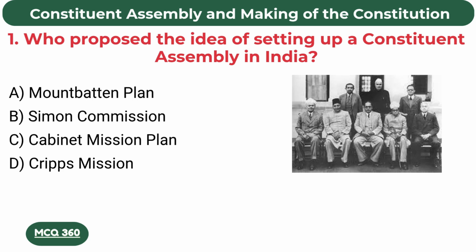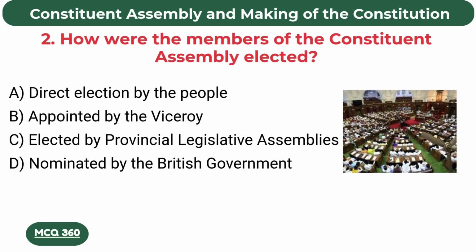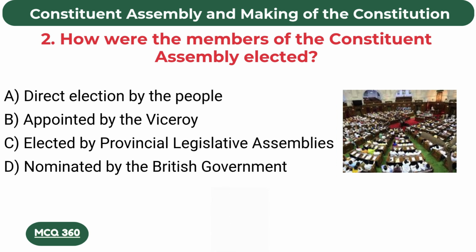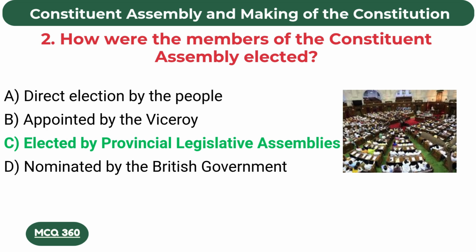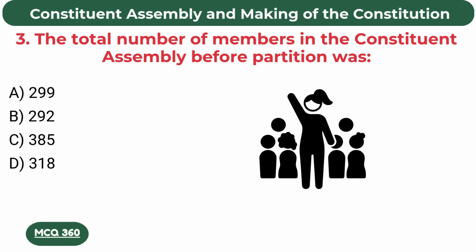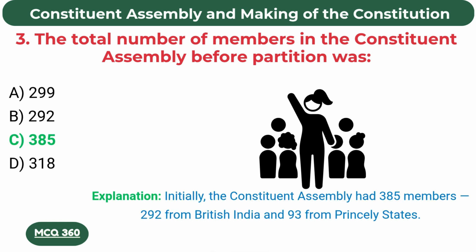Who proposed the idea of setting up a Constituent Assembly in India? Cabinet Mission Plan. How were the members of the Constituent Assembly elected? Elected by Provincial Legislative Assembly. The total number of members in the Constituent Assembly before partition was 385. Initially, the Constituent Assembly had 385 members, 290 from British India and 93 from princely states.